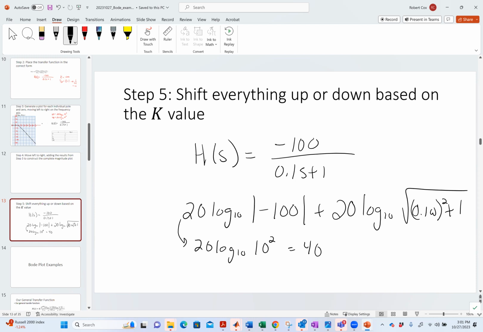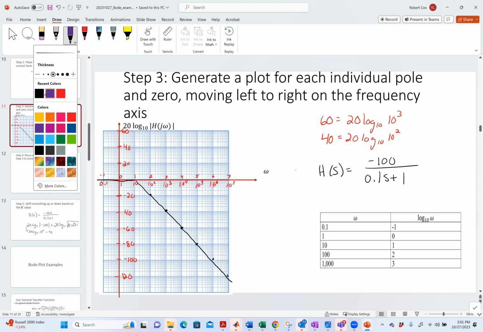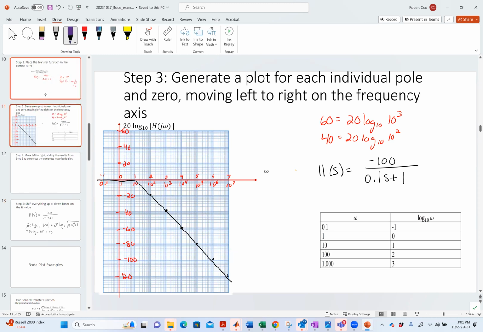40 dB. All right, so I'm going to switch colors to purple. How would I draw this graph here? What would I do? Take every data point and add 40 to it. So basically shift the whole thing up. So I'd start out here, and then I'd begin to fall.